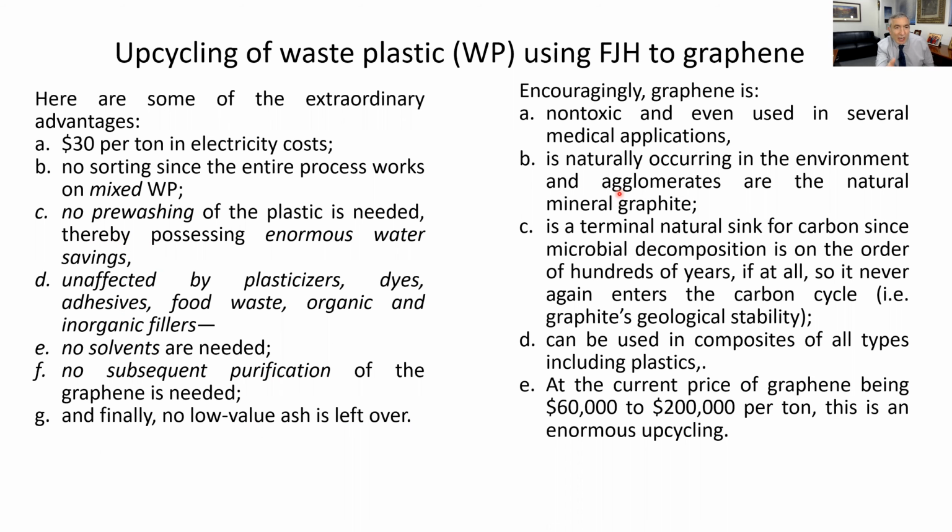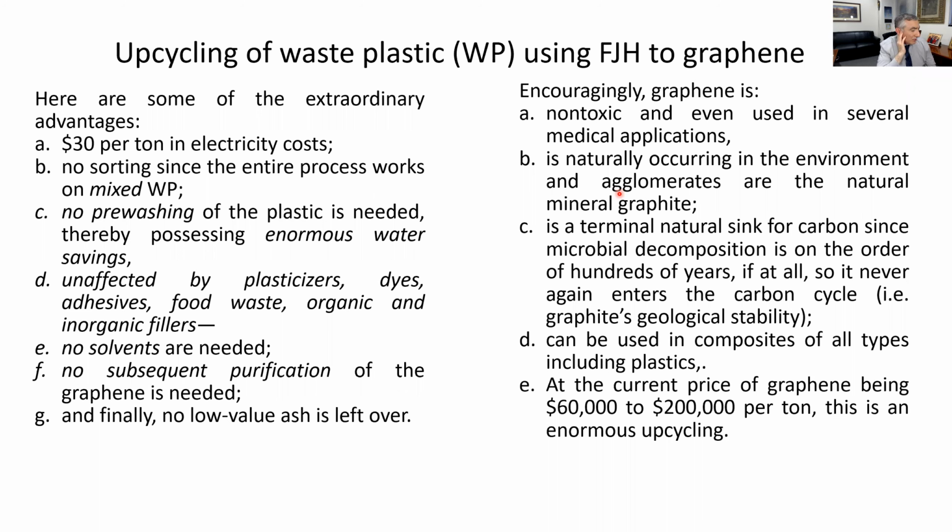Encouragingly, graphene is non-toxic. It's naturally occurring in the environment. It's graphite, when it shears off in lake beds, it releases graphene. Its agglomerates are the natural mineral graphite. It's a terminal natural sink for carbon. It's one of the few times you'll ever bring up carbon assets from under the ground in coal or in oil or in natural gas, and it's not going to eventually become CO2.